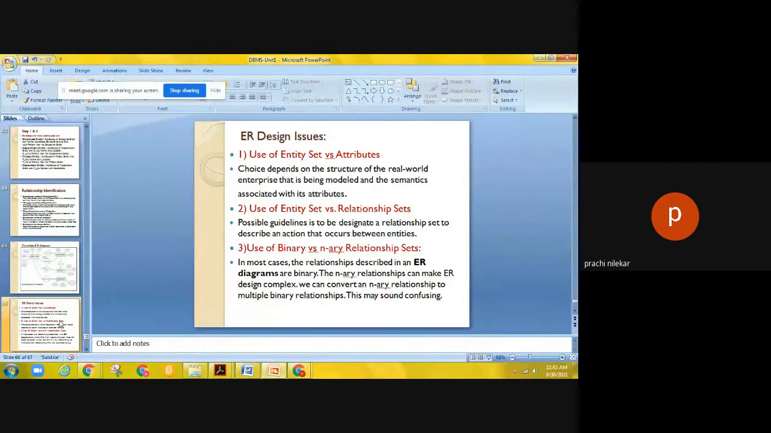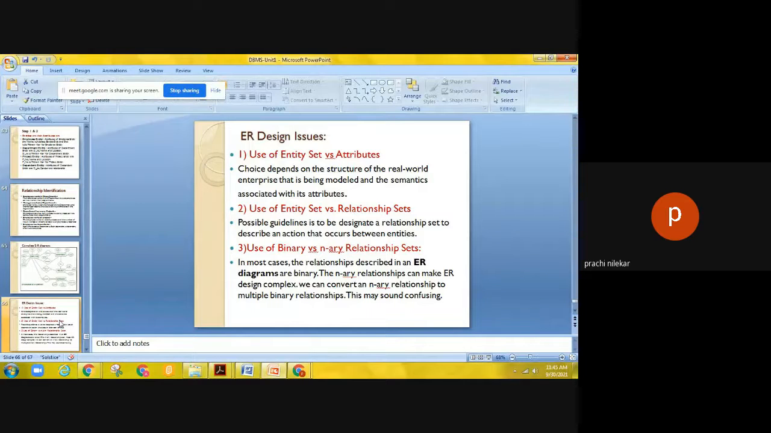If there is a big company, then sometimes we face these kinds of issues. Use of entity set versus attributes. This is one of the issues. Here the choice depends on the structure of the real world enterprise that is being modeled and the semantic association with its attributes.